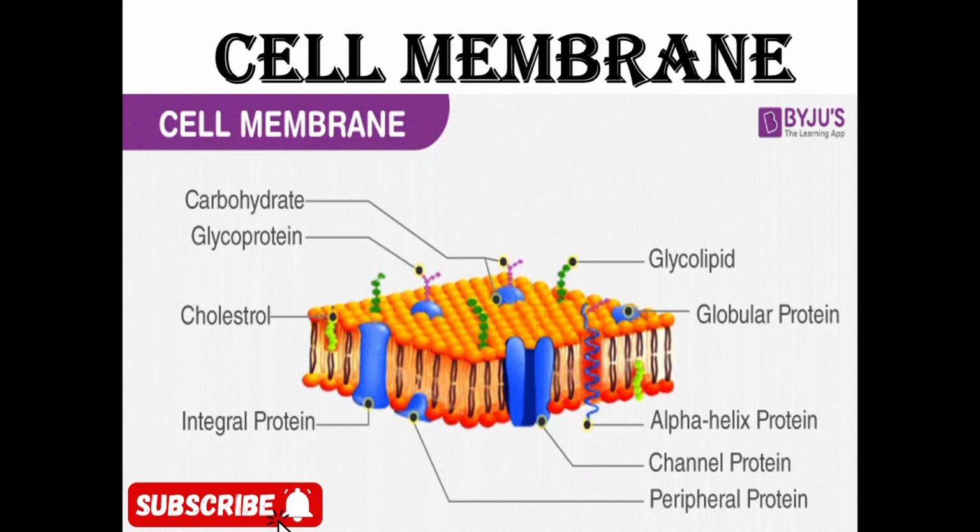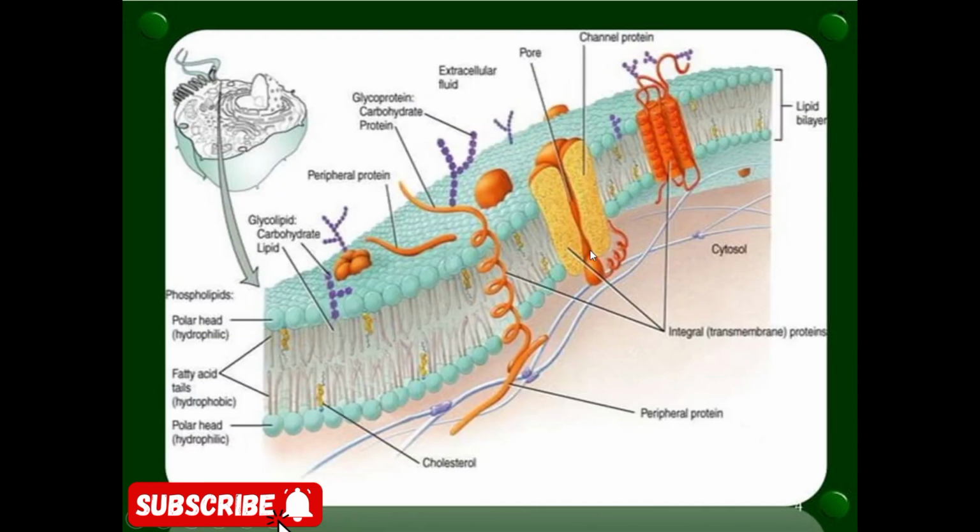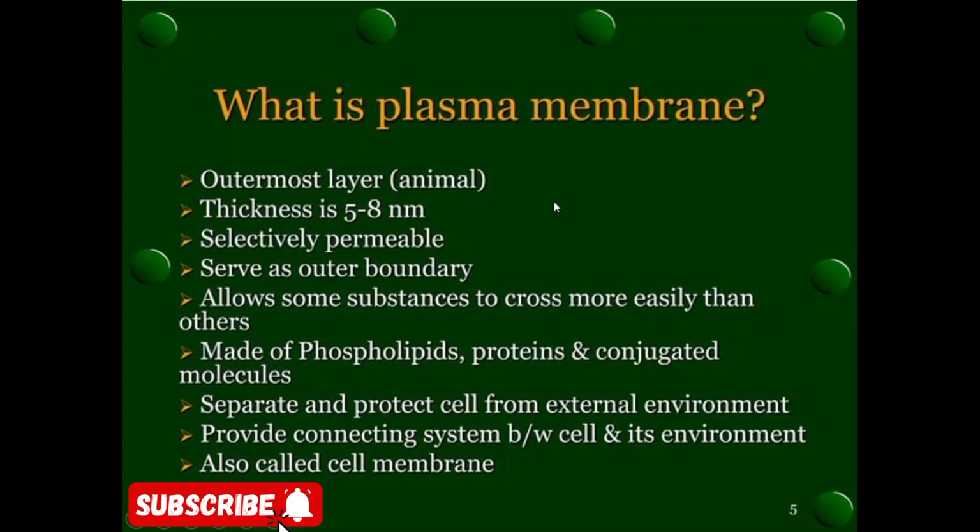In this video, we will discuss the cell membrane, the structure of a cell membrane, and the function of a cell membrane. This is the diagram of a cell membrane in which carbohydrate, protein, and lipids, intrinsic protein, extrinsic protein, and other conjugated molecules are given. This is another labeled diagram of a plasma membrane.